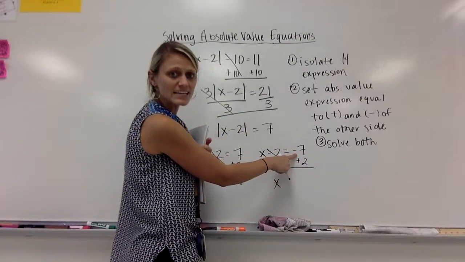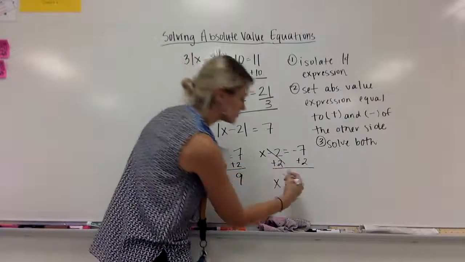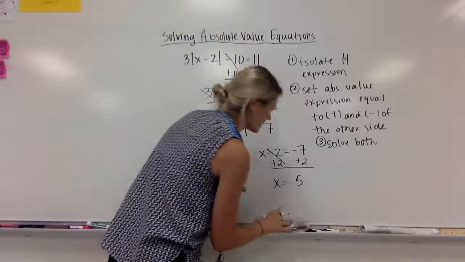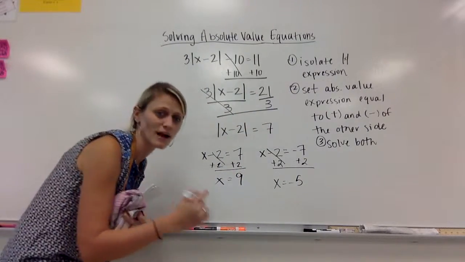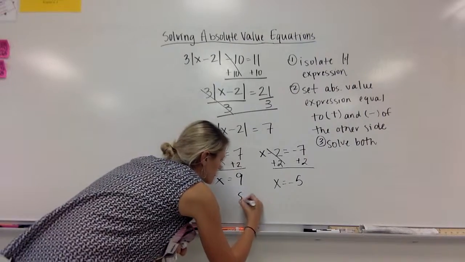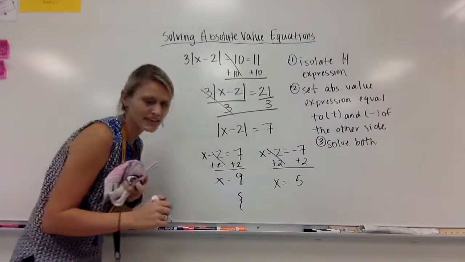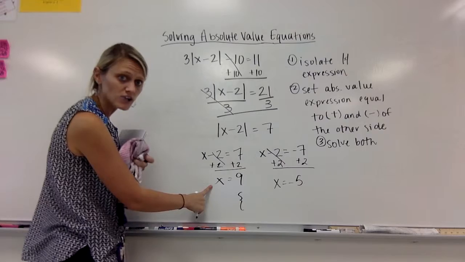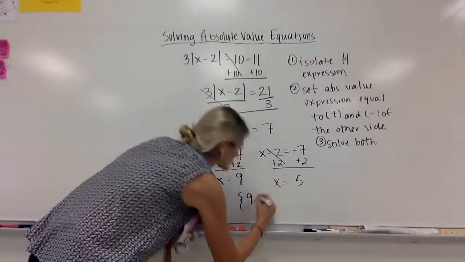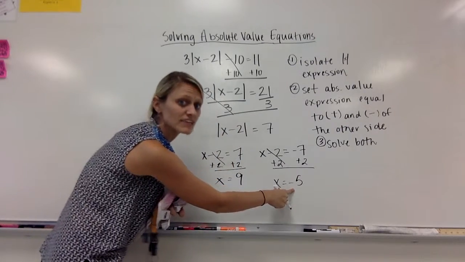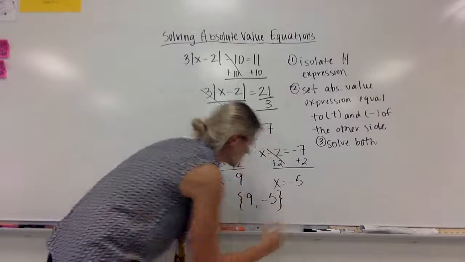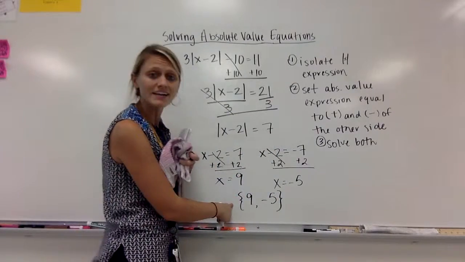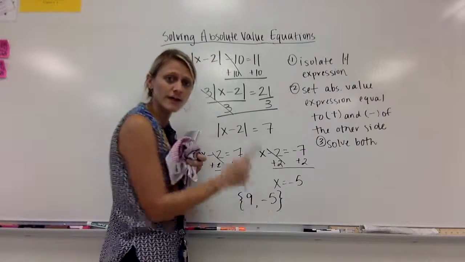negative 7 plus 2 is negative 5. Your final answer, the way that you technically write this, are these weird curly brackets. Our first x value is 9. The next x value is negative 5. So my answers are 9 and negative 5. I have 2 solutions.